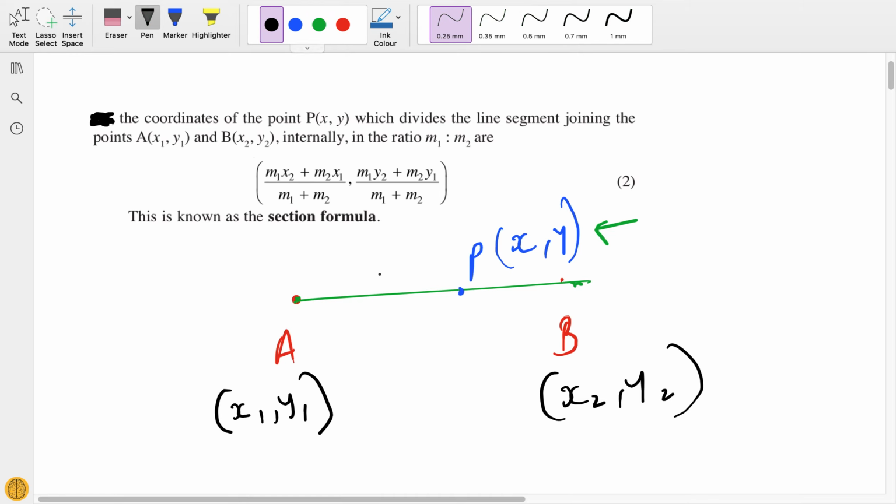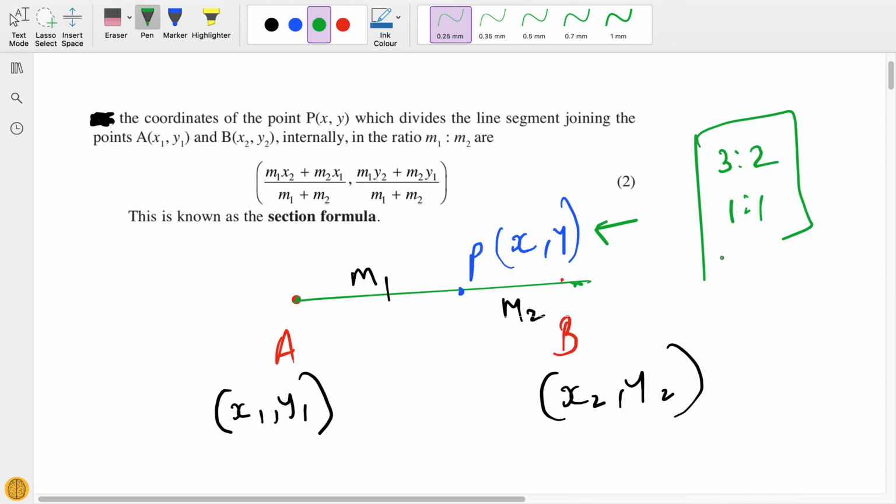And the ratio in which this point P divides this line AB is, let's take, M1 and M2. In the exam, instead of M1 and M2, you will be given numbers like 3 is to 2, or 1 is to 1. These are ratios. So this is M1, this is M2. So the formula is, you don't need to derive this formula, you just need to remember it.